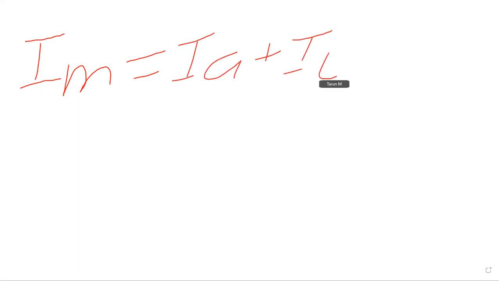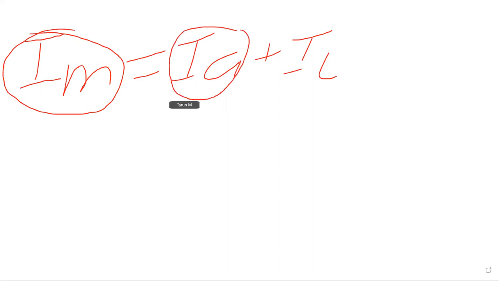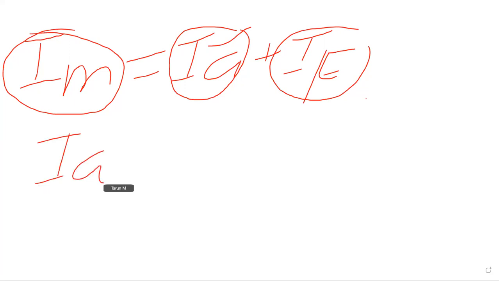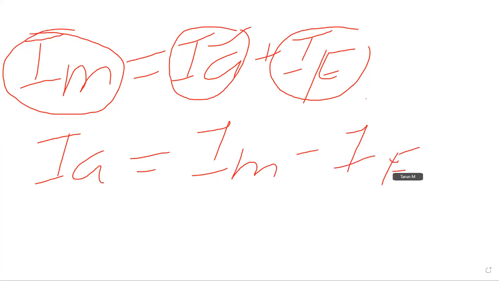Clear? But why do we deduct from 41 minus 1? I don't understand. This is the actual formula: IM equal to IA plus IF. For any DC motor, if you want to calculate the total current, it is the current passing through the armature and the current passing through the resistance, IF. This is the actual formula. So you want to calculate IA. What will be IA as per this formula? IM minus IF, right? As simple as that. So what is the doubt now?